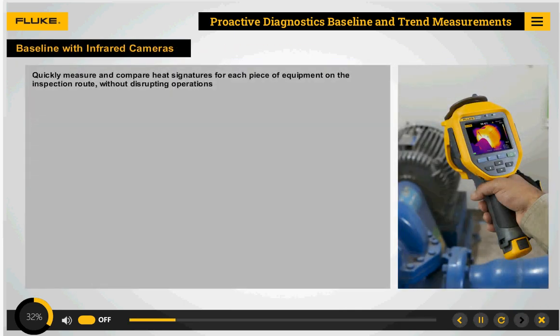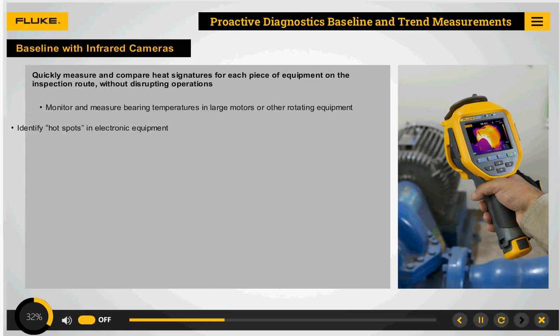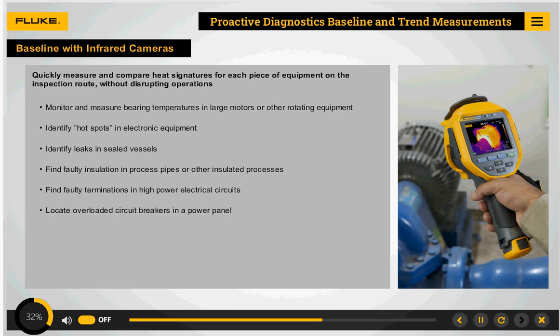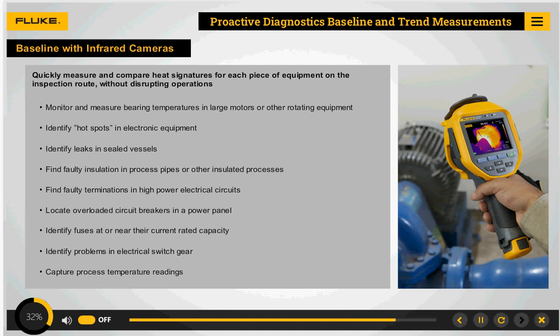Technicians can quickly measure and compare heat signatures for each piece of equipment on the inspection route, without disrupting operations. If the temperature is markedly different from previous readings, use other maintenance technologies such as vibration, motor circuit analysis, airborne ultrasound, and lube analysis to investigate the source of the problem and determine the next course of action.